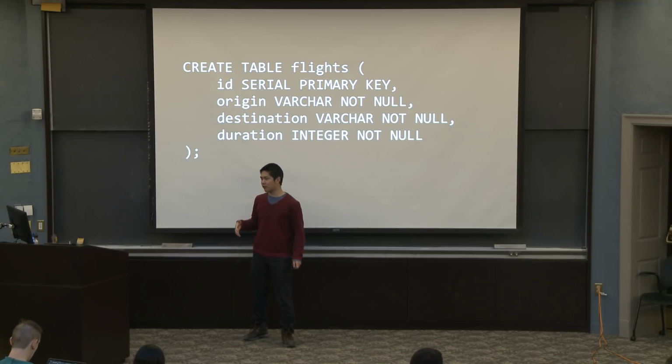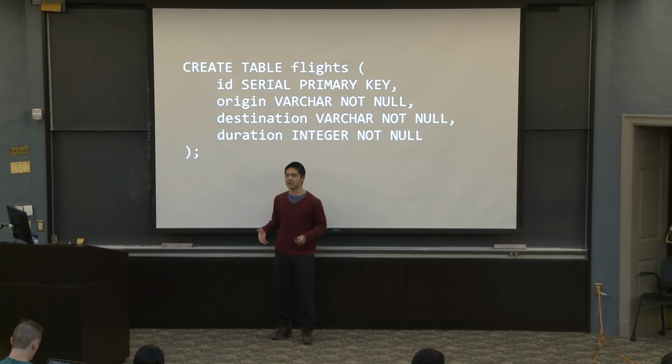What else do we need to store about a flight? We need to store the origin of the flight, which is going to be varchar, just some string, the destination of that flight, and the duration of the flight, which is going to be an integer.